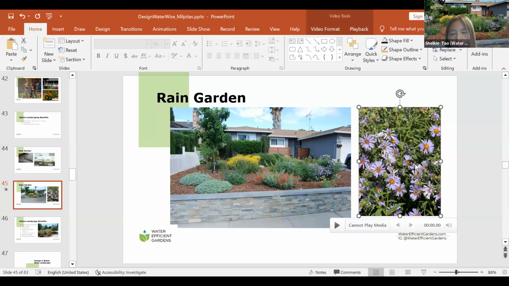So there's a bee here. Sorry, it doesn't play, but there's a bee here. So that's the habitat that grows out from this rain garden. A rain garden can really do all these good things at the same time: capture the rainwater, grow a habitat, and protect our wildlife and biodiversity.